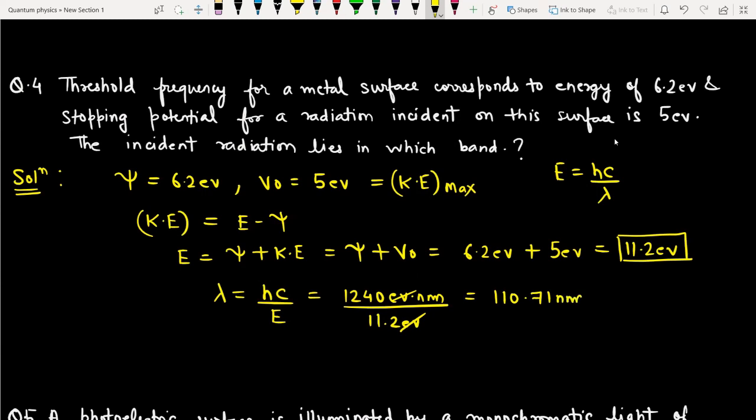So this becomes close to 1107.1 Angstrom. And if you look at your textbooks, you will find that this is the region of UV. So the radiation lies in the UV region.